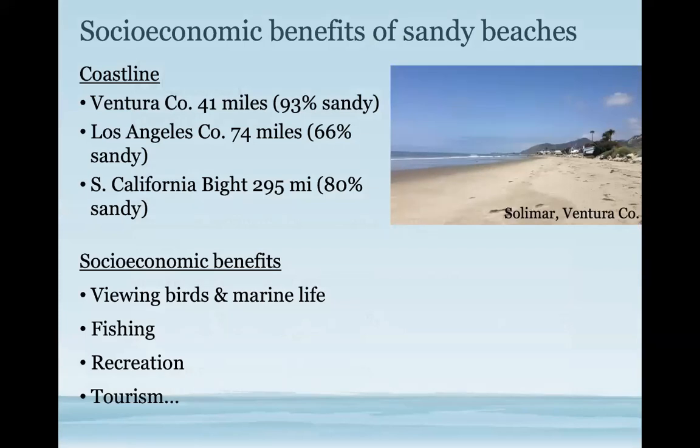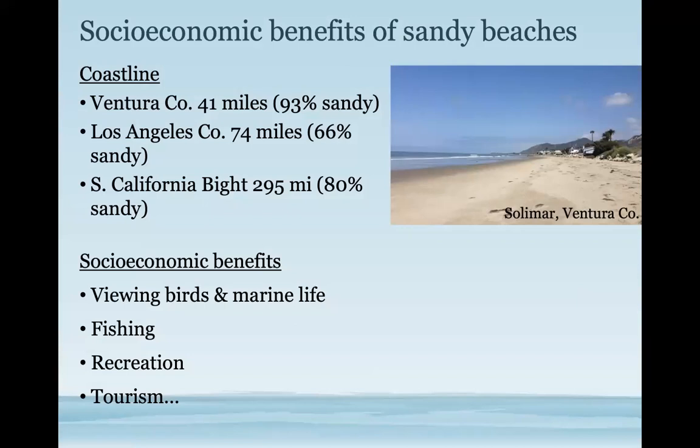Economic benefits, meaning the money that we make from beaches along the coastline here in California. In Ventura County, a little over 90% of it is sandy beaches. And LA County is about 60-ish, and the whole Southern California Bight, which is, if you're thinking about looking at California on a map, a little indentation in the bottom, it curves down. So that's the Southern California Bight. It's about 80% sandy, so that's a lot, right?